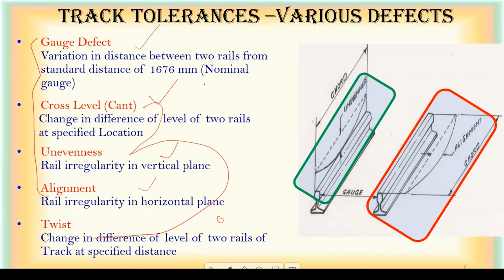As far as riding comfort is concerned, these two parameters are very important. राइडिंग के लिए ये ज्यादा क्रिटिकल है, unevenness and alignment. However, for safe movement everything is important, let it be gauge defect, let it be unevenness defect, let it be alignment defect and let it be twist defect. For safe movement all these parameters are important, but if the track is within the safe limit, unevenness and alignment, these two parameters are very much important for good riding comfort.